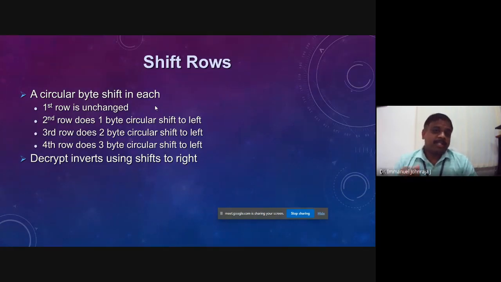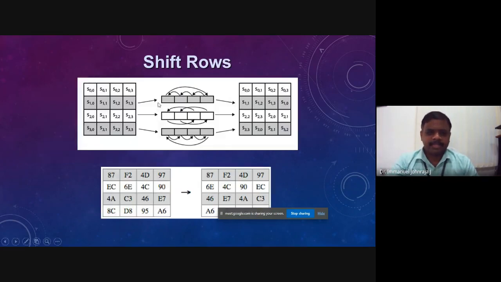So what happens in the case of decryption? It goes for the right shift, because as I said, decryption in AES is exactly the reverse of your encryption, including the key schedule, including the operations. Everything goes in reverse. So this is the representation. You got your state, you got the things here.